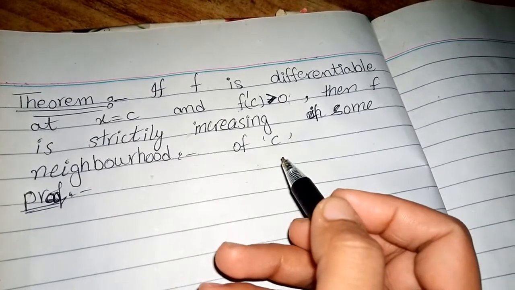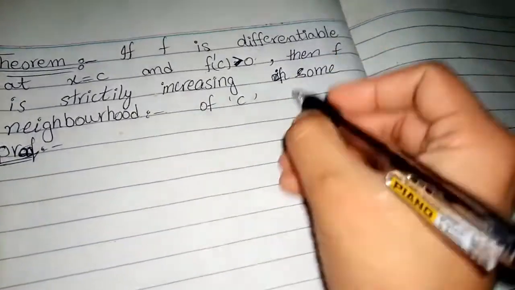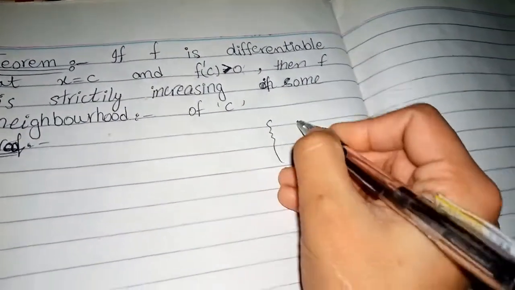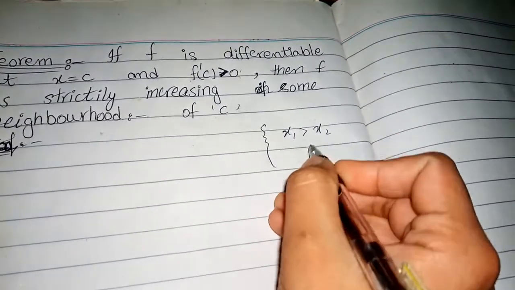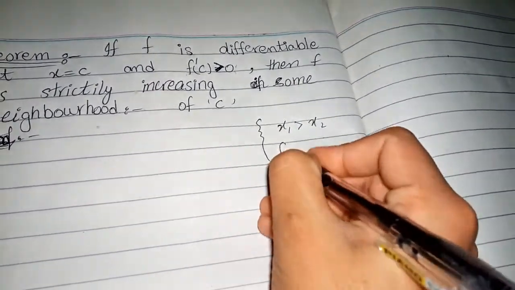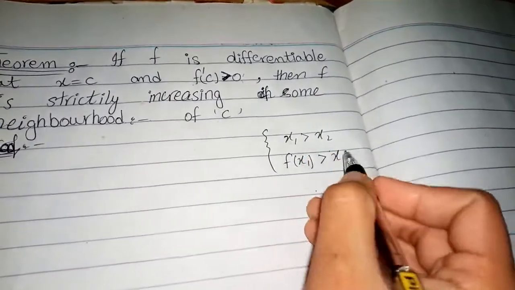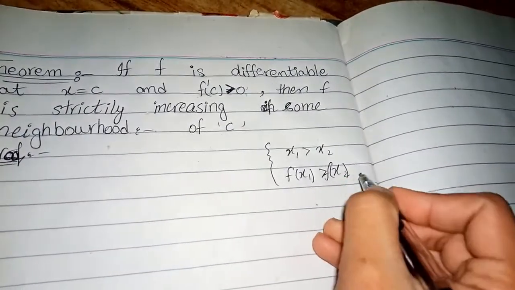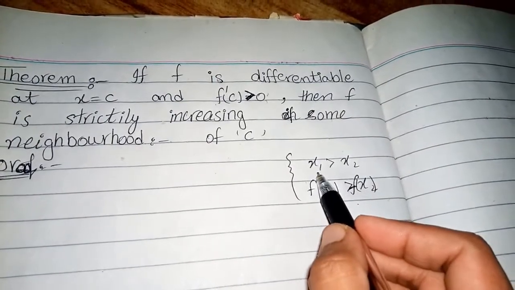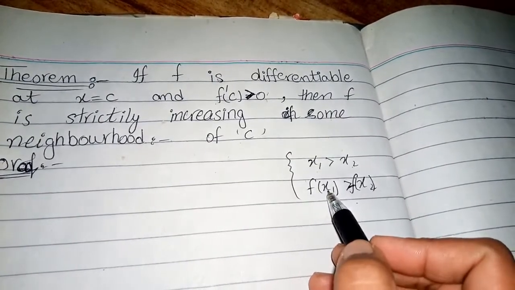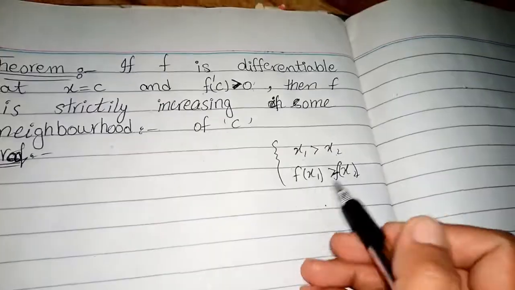First of all, we have to know what strictly increasing of a function is. If we have two points from the interval, let's suppose x1 and x2, and if x1 is greater than x2, then f of x1 is also greater than f of x2, then we say that the function f is said to be strictly increasing. That means if a point is greater than the other point, then the value of the function at that point is also greater than at the other point.